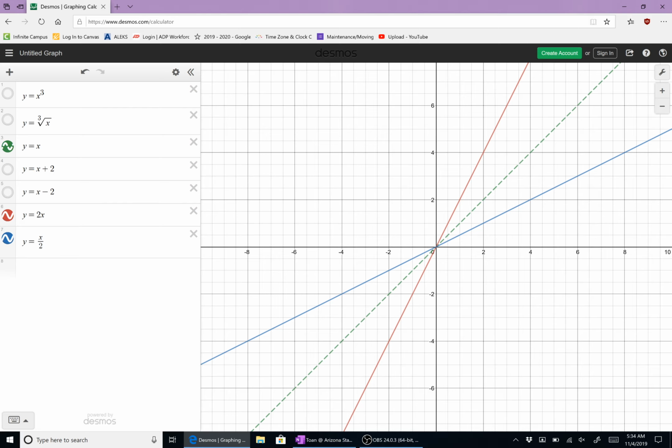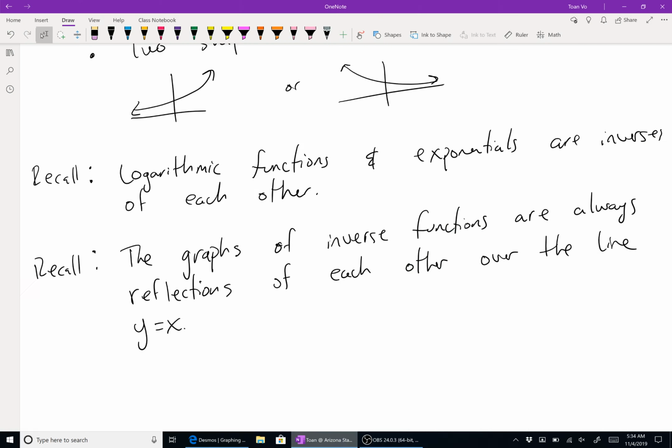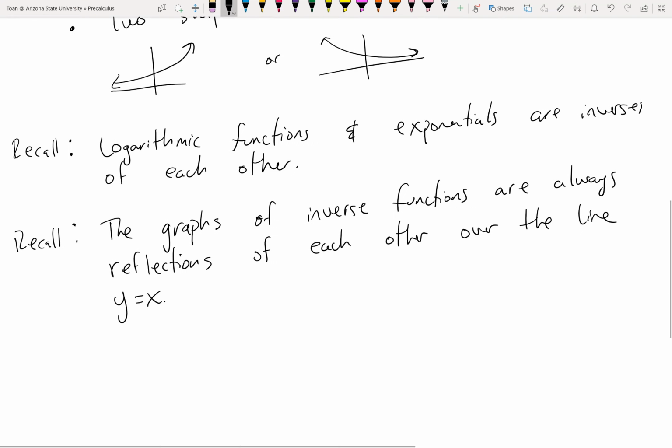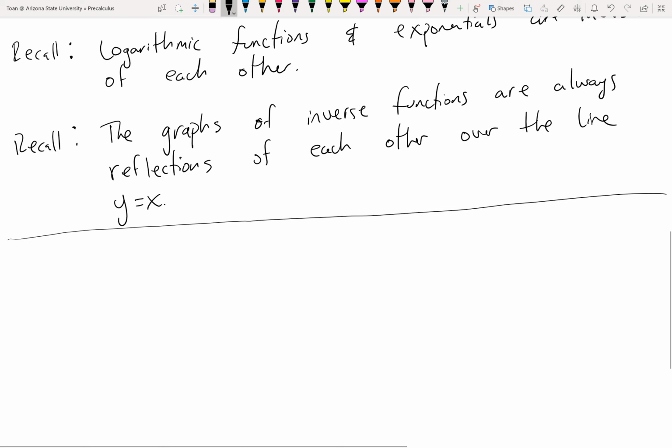So this should confirm that last recollection that, if you have inverse functions of each other graphically, they're always reflections about the line y equals x. What does that mean for us today? Well, that means, putting it all together, all of the attributes, all of the qualities of a logarithmic function should be the same attributes and qualities of an exponential function, but all the x's and y's flip-flop.